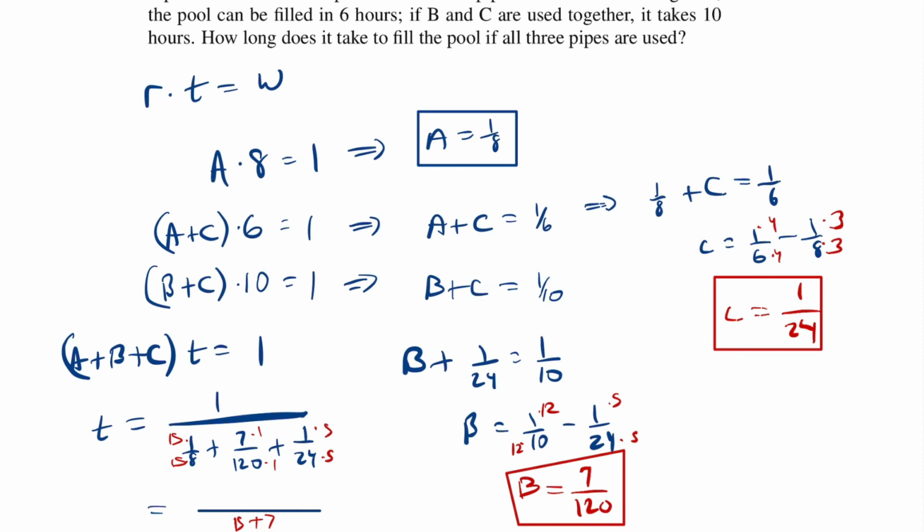And so if we convert that to a decimal, that would be approximately 4.4 hours. That's how long it would take to fill up the entire pool if all 3 pipes are turned on.